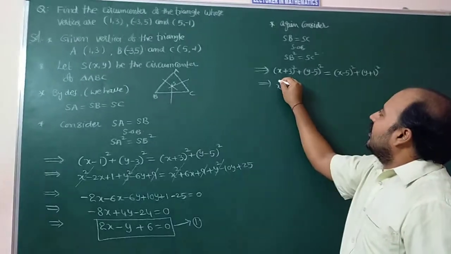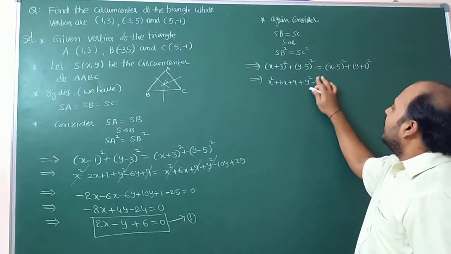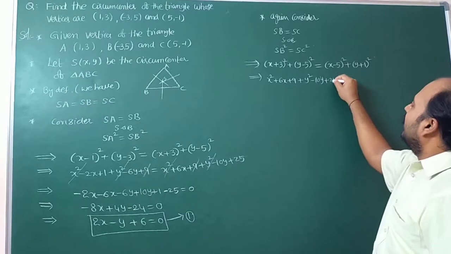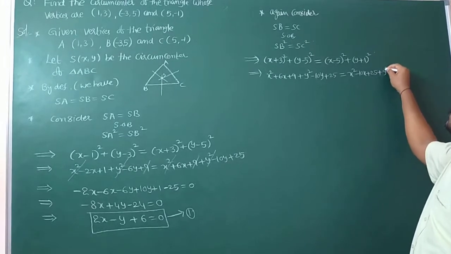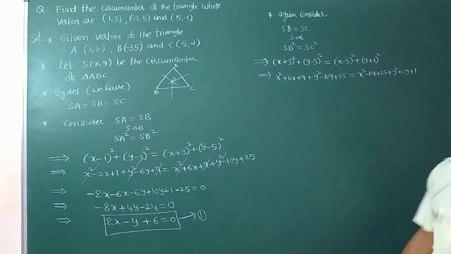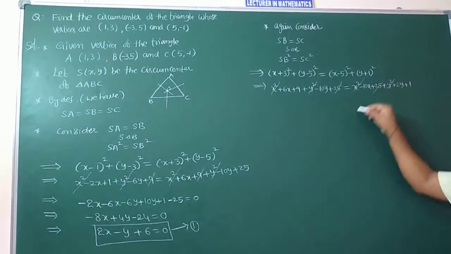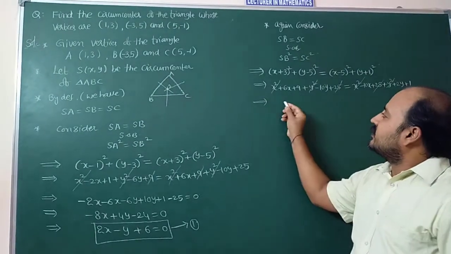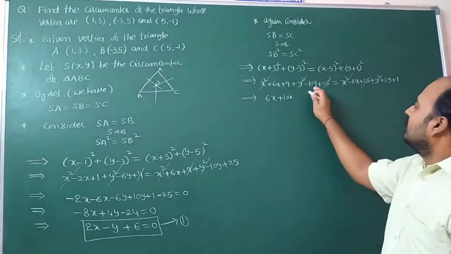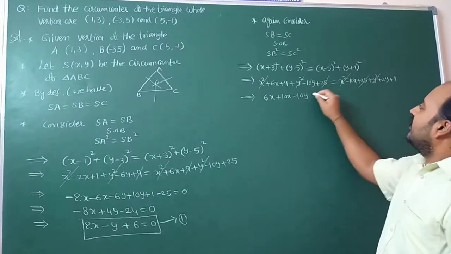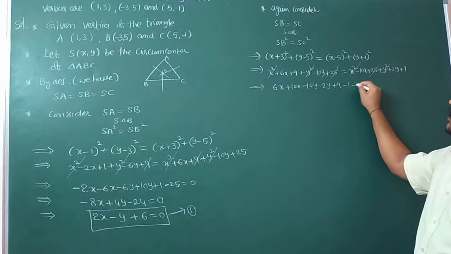Now expanding, x square plus 6x plus 9, y square minus 10y plus 25, x square minus 10x plus 25 plus y square plus 2y plus 1. Both sides, x square plus y square plus 25, x square plus y square plus 25, you have to cancel it. First all x terms, 6x minus 10x, you can take this side, plus 10x, minus 10y, 2y we can take this side, minus 2y. Here already plus 9 is there. Here 1 we can take this side, minus 1 equal to 0.